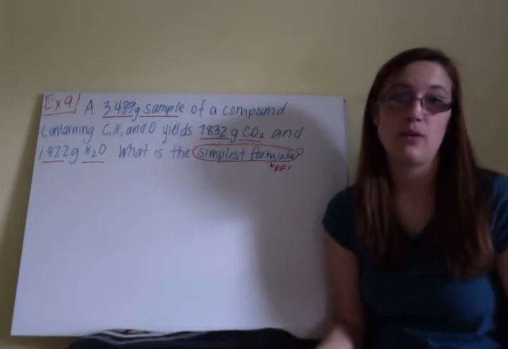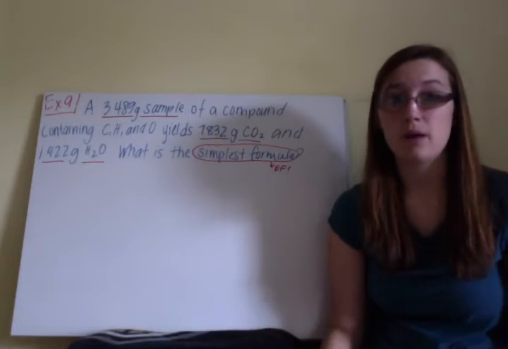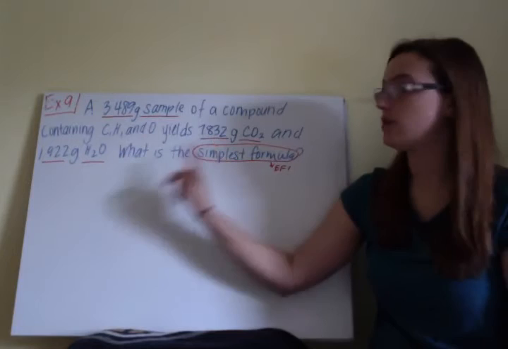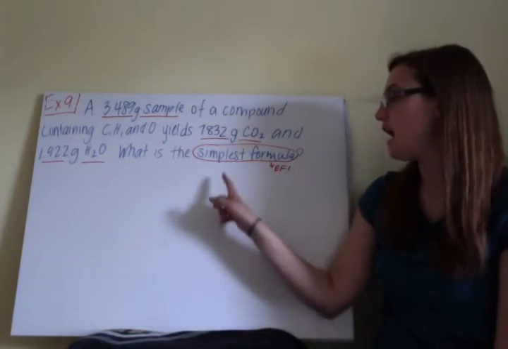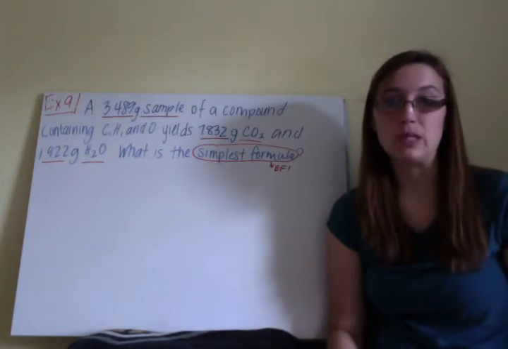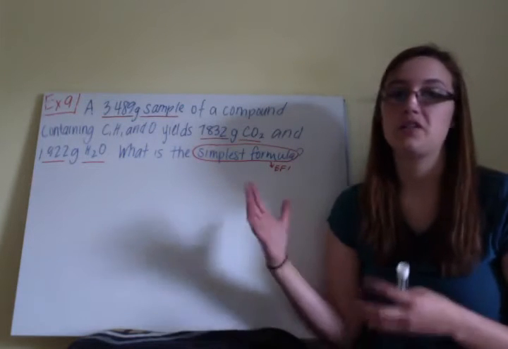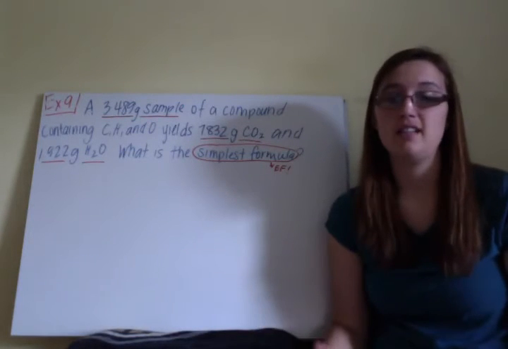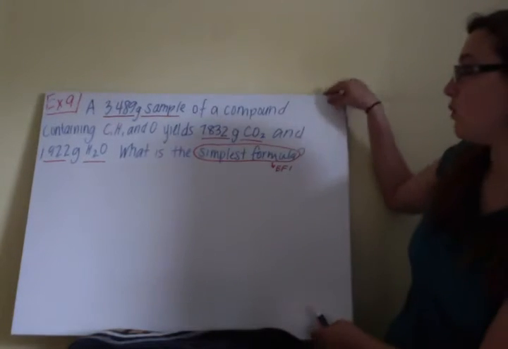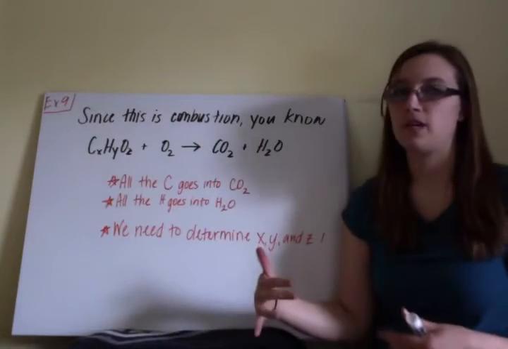So what I did is I went through and I underlined key pieces of information. Okay, anytime you see numbers, it's probably going to be helpful, so you should underline it. So we know the mass of our sample, how much CO2 and how much H2O we have, and then the problem says the simplest formula. Okay, when I see the word simplest, I think empirical formula. So what this problem is asking us to do is, based on all of this information, find the empirical formula of this hydrocarbon. And so we're going to take these pieces of information and figure some things out.